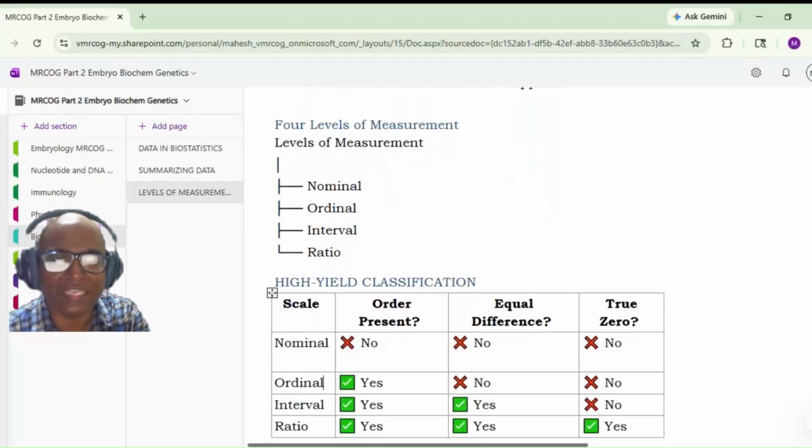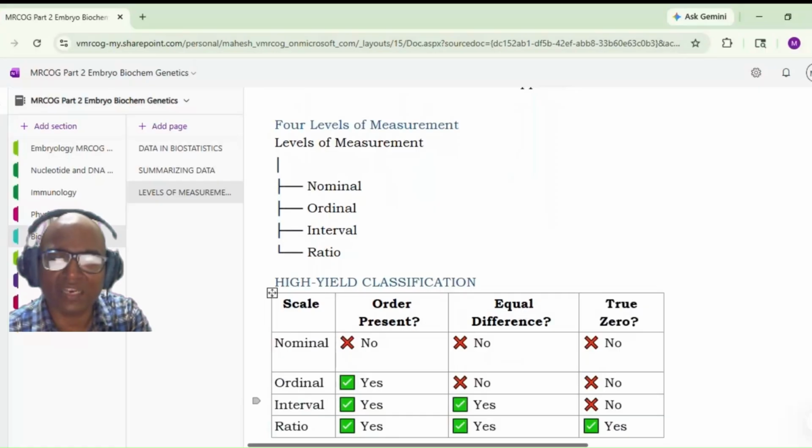Now come to the ordinal, where there is an intrinsic ranking. What we have seen as pain severity, socioeconomic class, etc. So is there an order? Yes, there is an order, but there is no equal difference. Moderate pain is not 2 times or 3 times of the mild pain, but moderate pain is more than the mild pain. So there is an intrinsic ranking, but there is no equal difference, and there is no true zero.